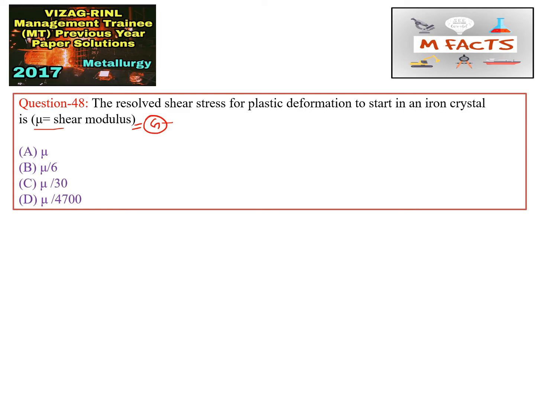This resolved shear stress for plastic deformation to start in the iron crystal is... here they are asking for the experimental data or the theoretical data for this question. So mu by 4700 is the correct answer for this question. This question is also taken from the RAG 1 book. So this is the correct answer.